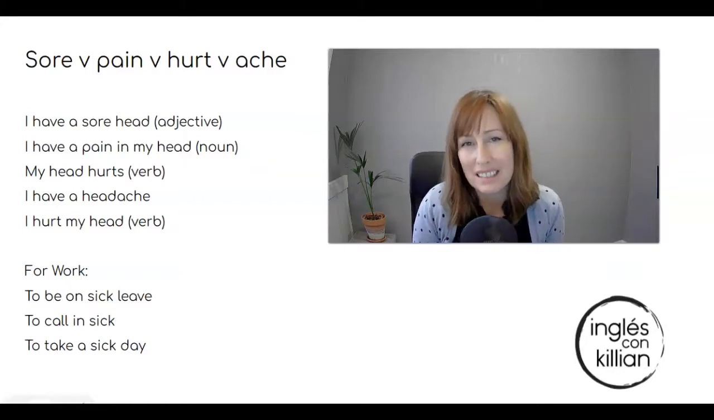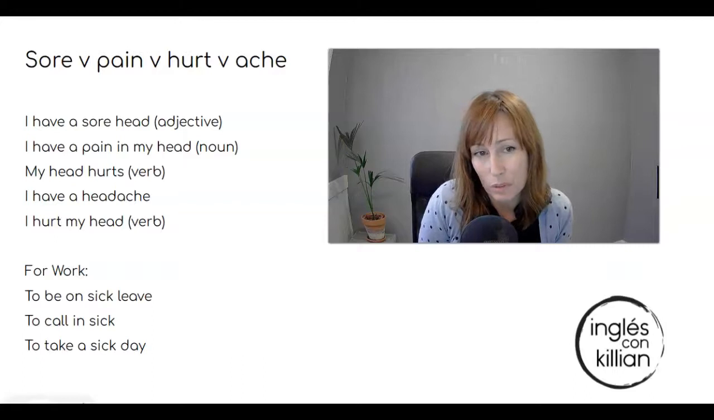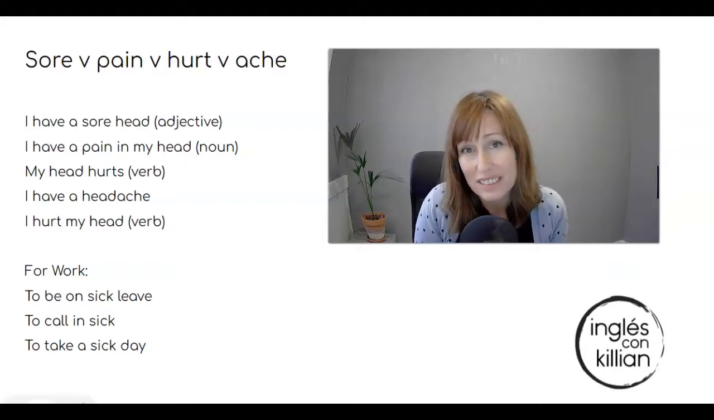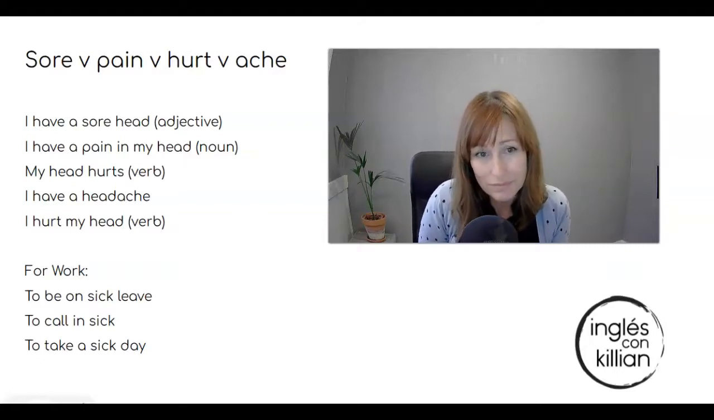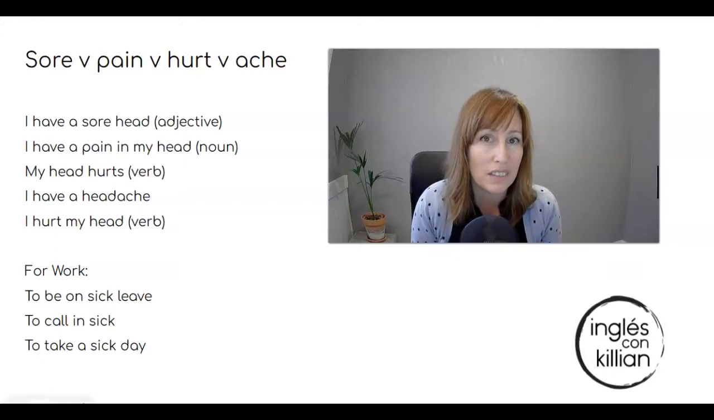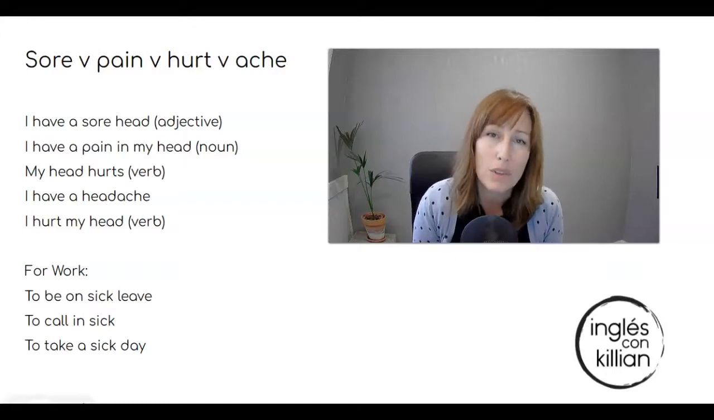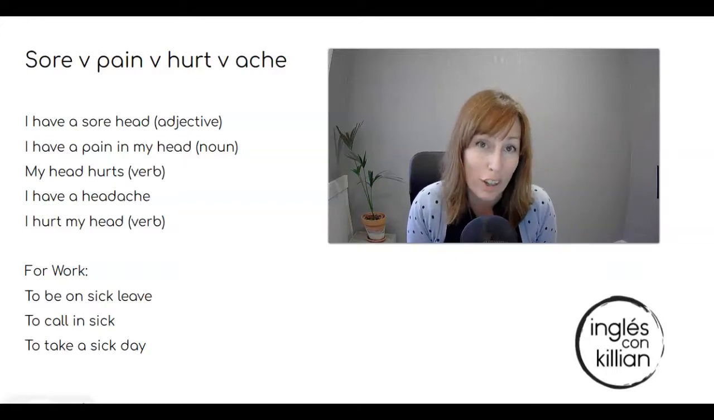My head aches, I just need to take a tablet and it will go away. Or my head hurts can mean the same thing. Or I have a pain in my head. All of them can mean the same thing. But ache can maybe signify that the pain is not so strong or that it's lasting longer.